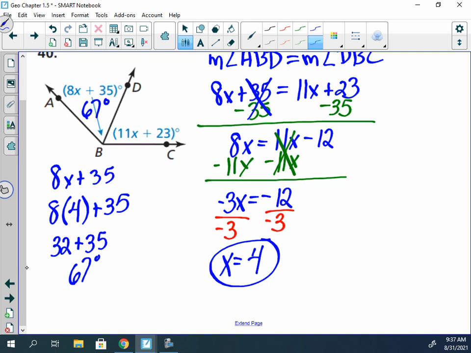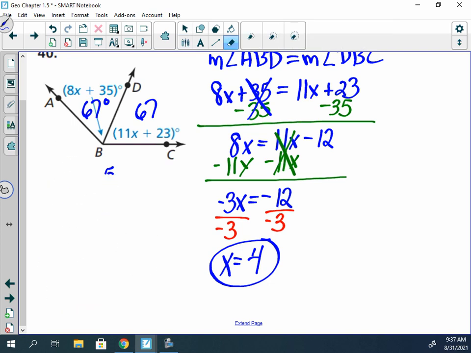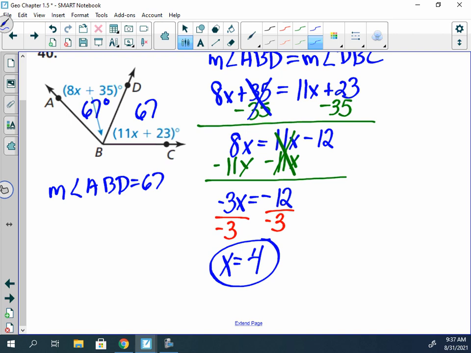What's the measure of the other angle? So either one, and we could write it out, that the measure of angle ABD is 67 degrees, or the fact that the measure of angle DBC is equal to 67 degrees. Now what's the measure of angle ABC?